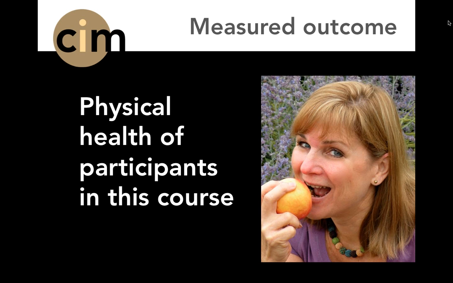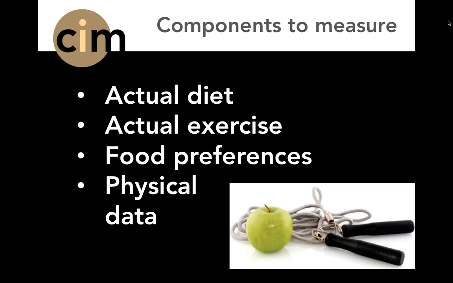The next part of the exercise you did asked you about the measured outcome. What is it that you're going to measure? In order to answer our question, we want to have an idea of the physical health of the participants in the course. And in more detail, what we want to know is information about their actual diet. We want to know some information about their actual exercise practices. We want to know about their food preferences.